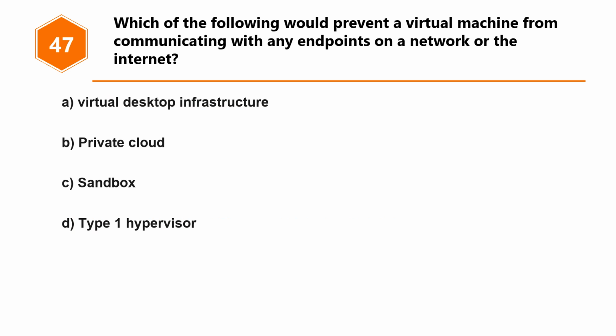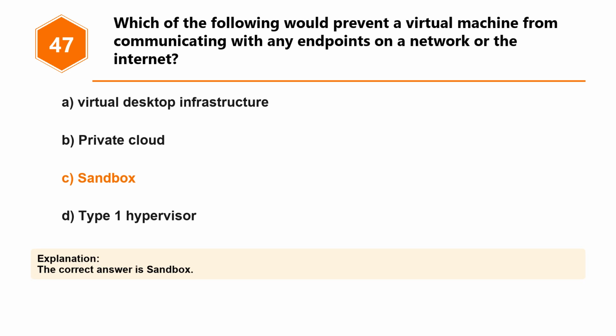Question 47. Which of the following would prevent a virtual machine from communicating with any endpoints on a network or the internet? Option A, virtual desktop infrastructure. Option B, private cloud. Option C, sandbox. Option D, Type 1 hypervisor. The correct answer is option C, sandbox.